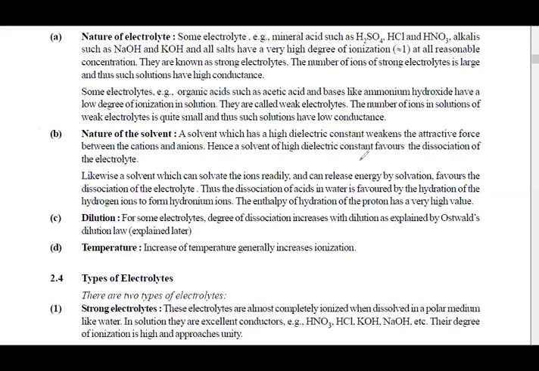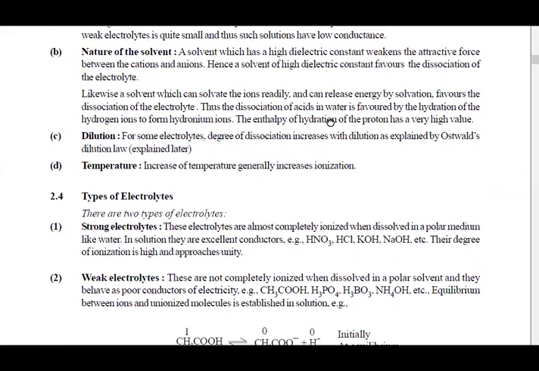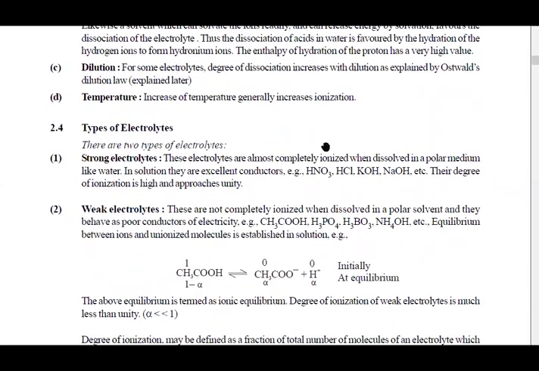Next, dilution. This is something we will study, because we have Ostwald's Dilution Law, which is a very important concept. Now, temperature. We know that temperature generally increases ionization, because temperature helps in breaking up any substance. Now, when we talk about types of electrolytes, we have strong electrolytes and weak electrolytes.